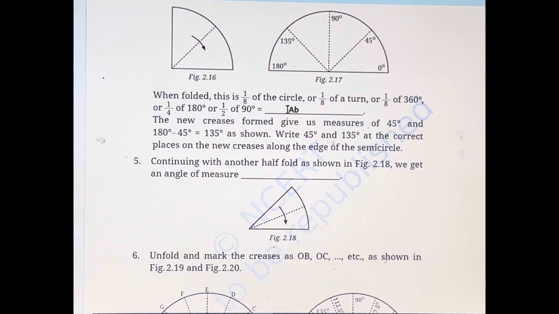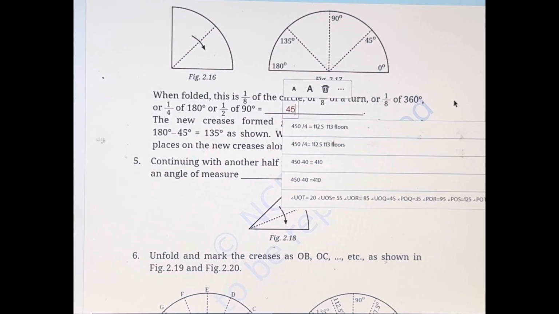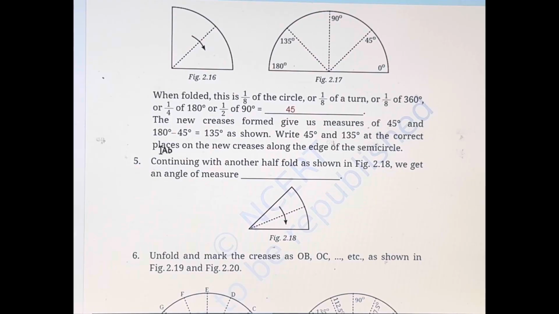So what is half of 90? It is 45 degree. So you write 45 degree over here. The new crease formed gives us a measure of 45 degree. So on the right hand side, we will write 45 degree. 0, 45, 90. Now this is half between 90 and 180. So this is 45 more. So 90 plus 45, you can write 135.